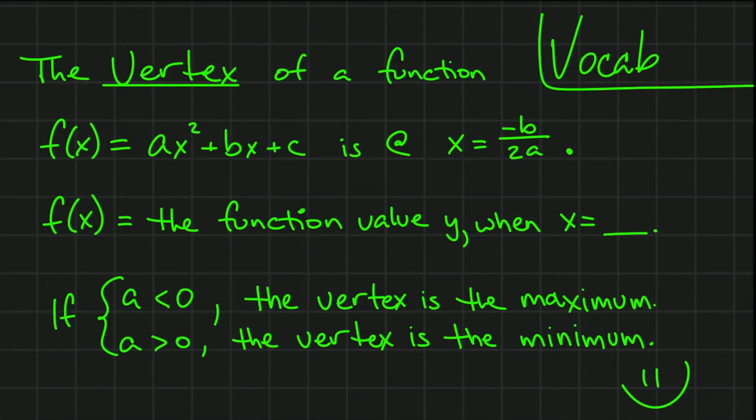To start, let's go ahead and look at some vocabulary. The vertex of a function, if we have f of x is equal to ax squared plus bx plus c, we can say that the vertex can be found at x is equal to negative b over 2a. F of x also stands for just the function value for y when x is equal to blank. So f of x is essentially just saying y. Also, for our vertex problems, if a is less than 0, then the vertex will be found at the maximum value of the function. And if a is greater than 0, the vertex will be the minimum.